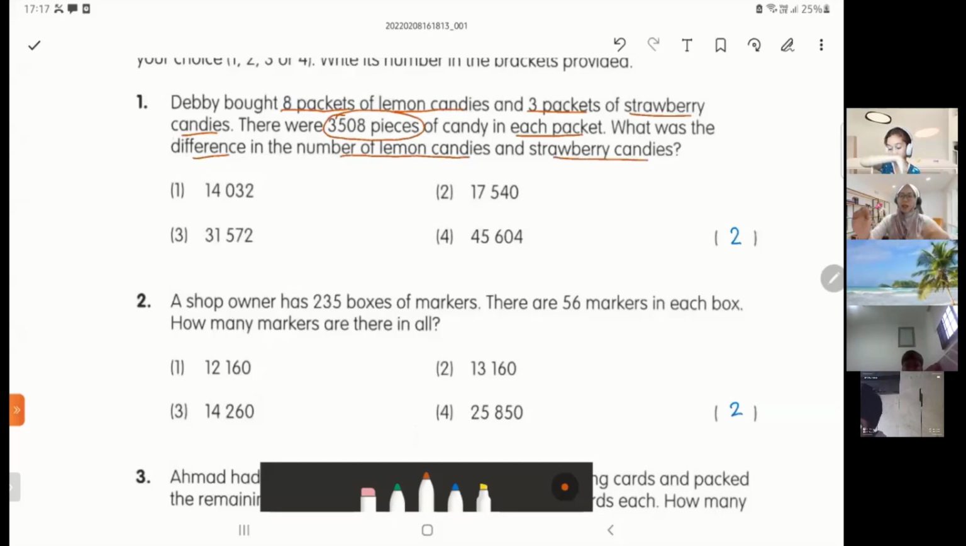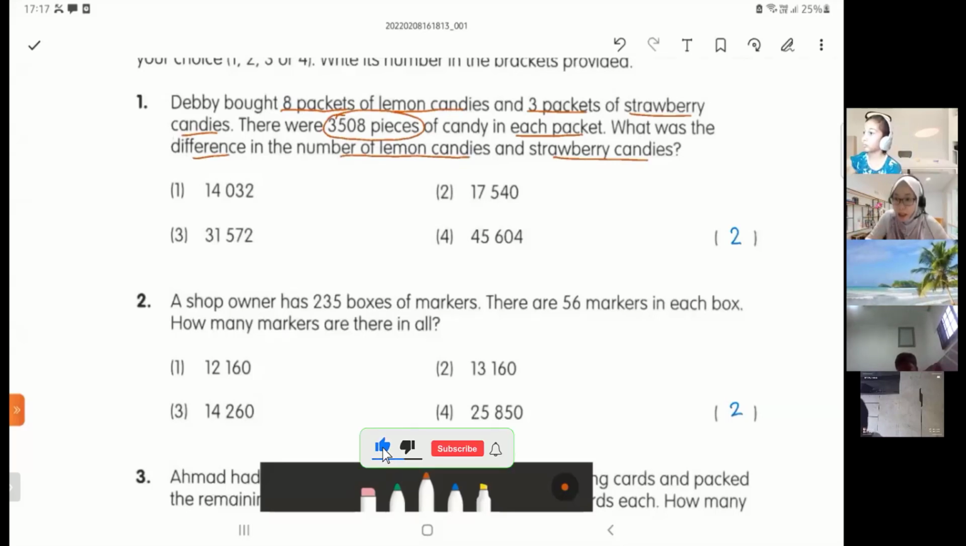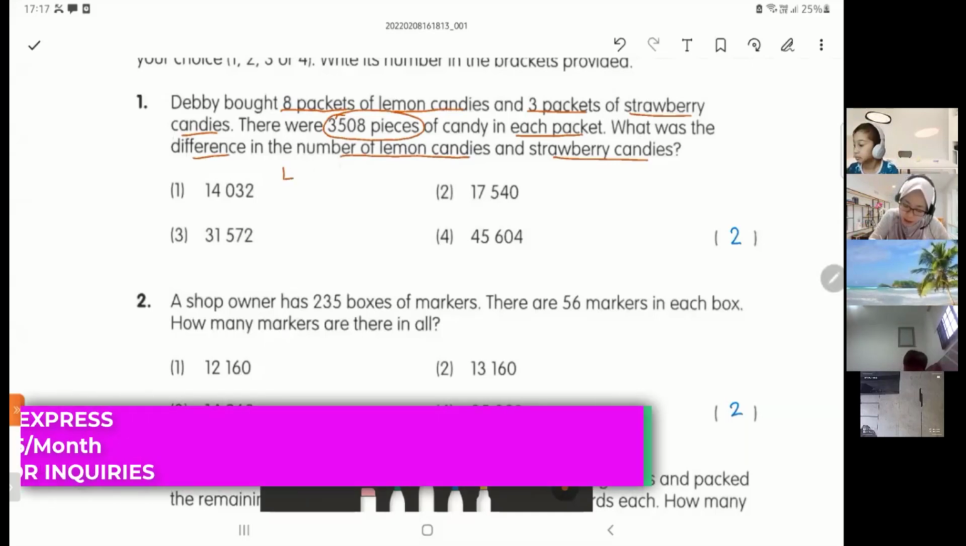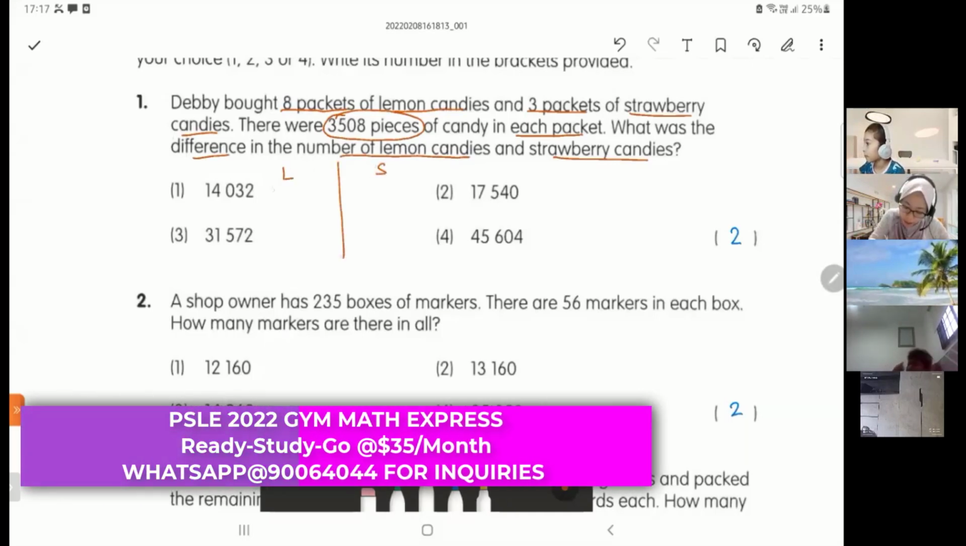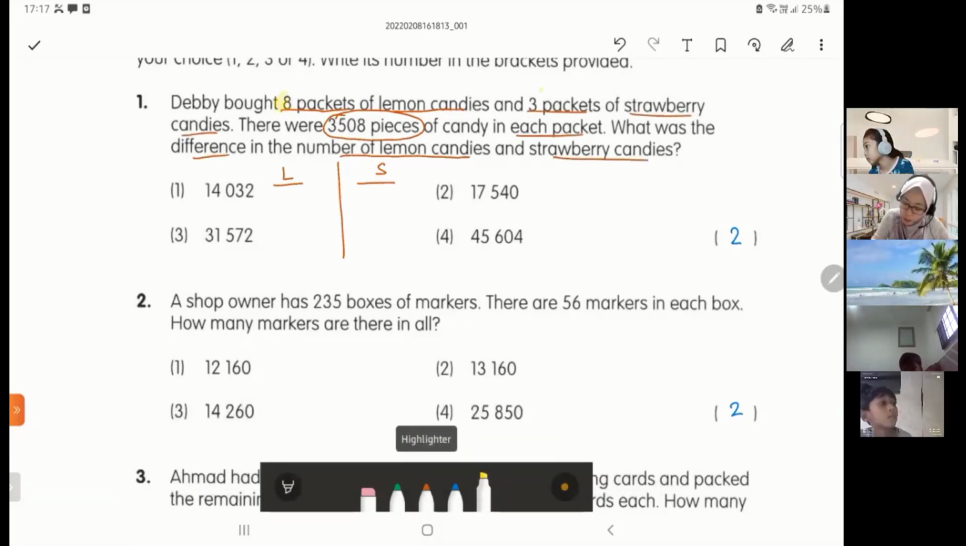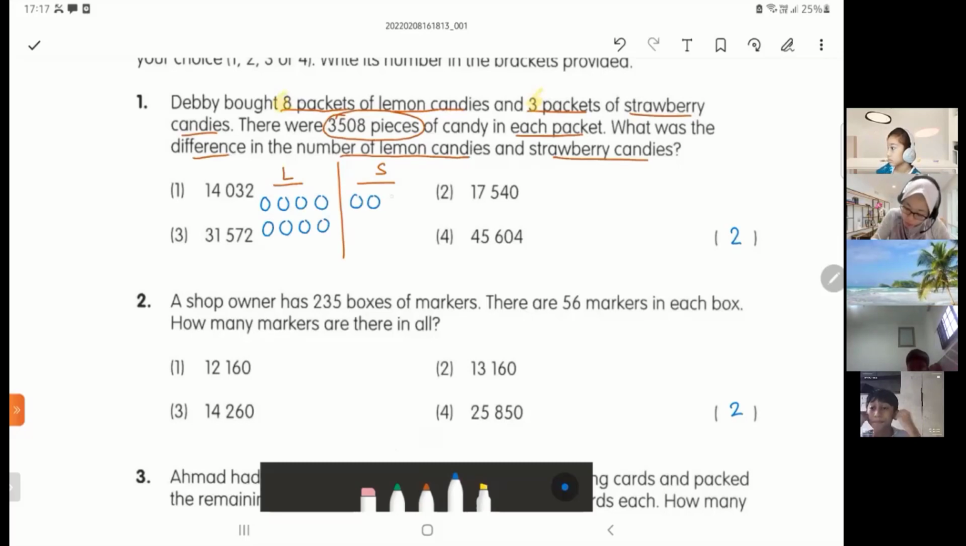If you don't understand this, you may write it out or draw it out. Let's say lemon versus strawberry. I do it this way. For the lemon, I have how many packets? I have 8. Strawberry, I have 3 packets. So lemon: 1, 2, 3, 4, 5, 6, 7, 8 packets. Strawberry: 1, 2, 3 packets.